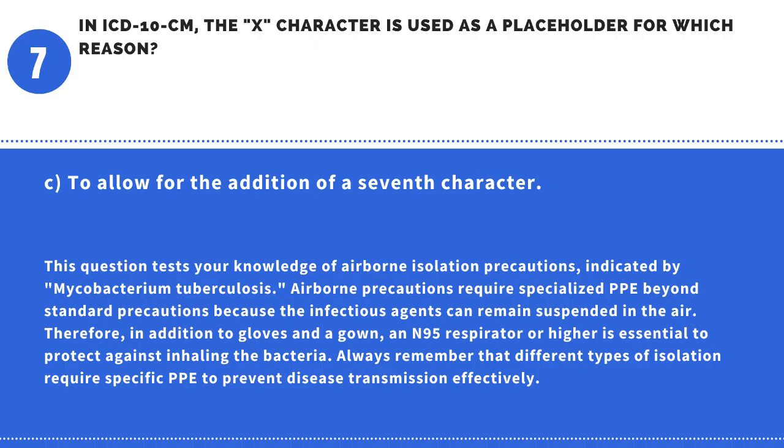It fills the empty spaces to ensure the seventh character is in the correct position. Without the X placeholder, the seventh character would be in the wrong position, making the code invalid. The X is like a placeholder setting the stage for that important 7th digit.